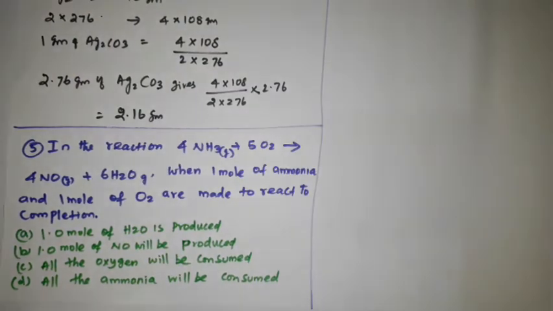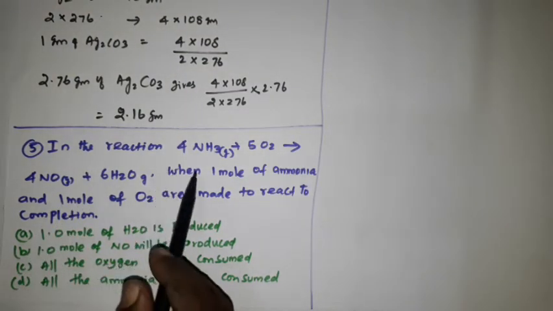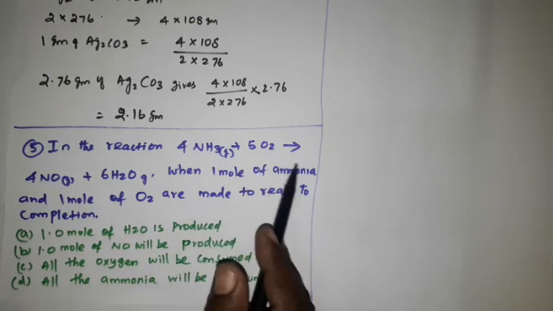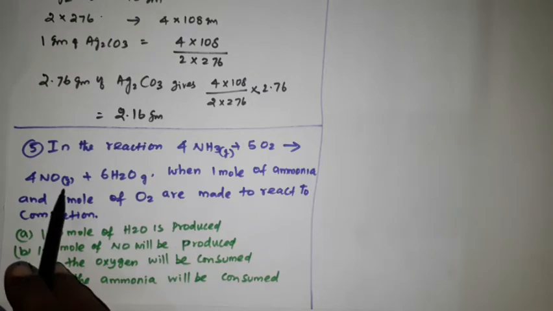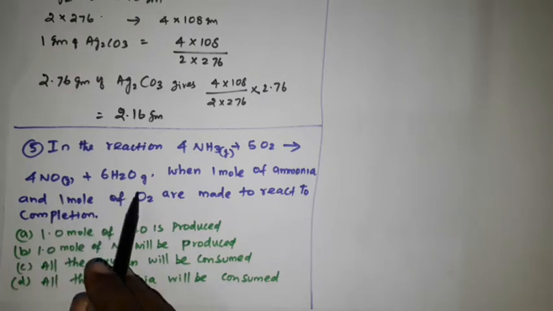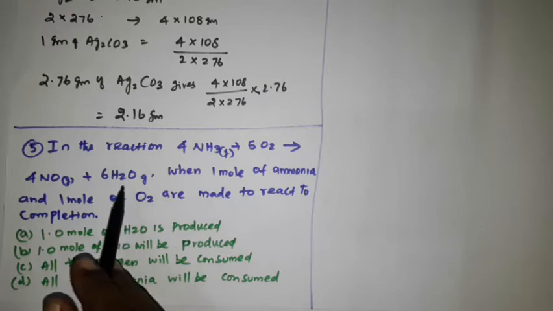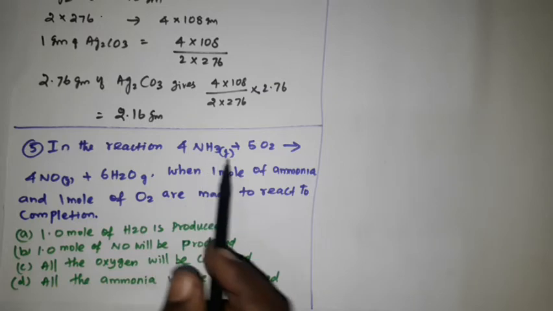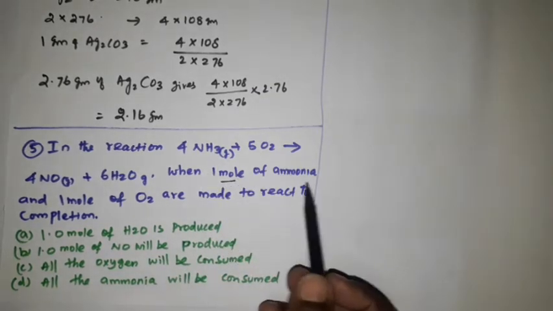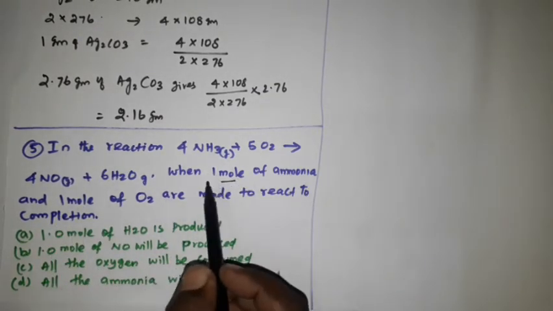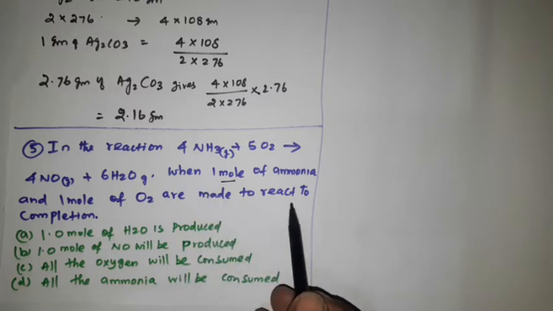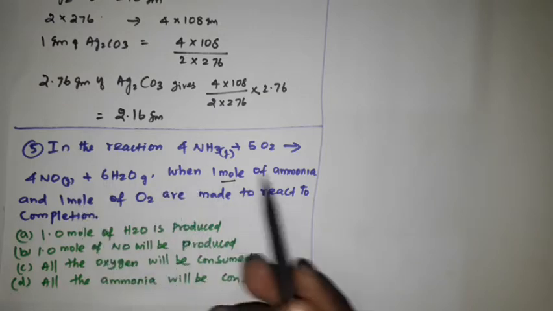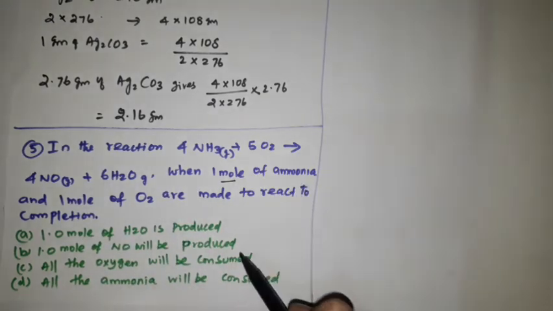So next, question number 5. In the reaction, the equation is given: 4NH3 gas plus 5O2 gives 4NO gas plus 6H2O gas. So this is the condition. Then when 1 mole of ammonia and 1 mole of oxygen are made to react to completion, now here 4 options are given.